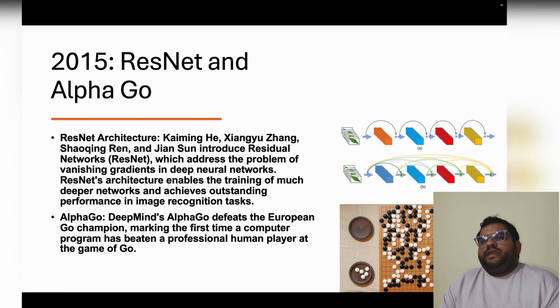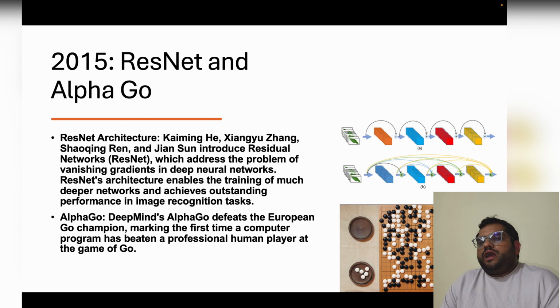So as I told you, in 2015, AlphaGo was one thing where they defeated the European Go champion. It was done by DeepMind's AlphaGo, which is a Google part. So they were able to beat a professional human player with the help of computers.